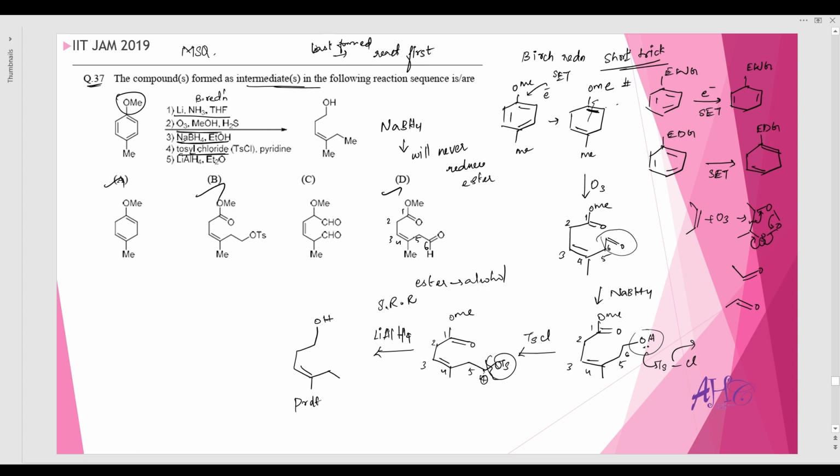So now option A, B and D is the correct answer, because those are the intermediate forms. This is your intermediate from Birch reduction. After Birch reduction you got this intermediate, and after reacting with sodium borohydride and tosyl group you got this one. And this is after your ozone reaction. After the ozone reaction you got this intermediate.